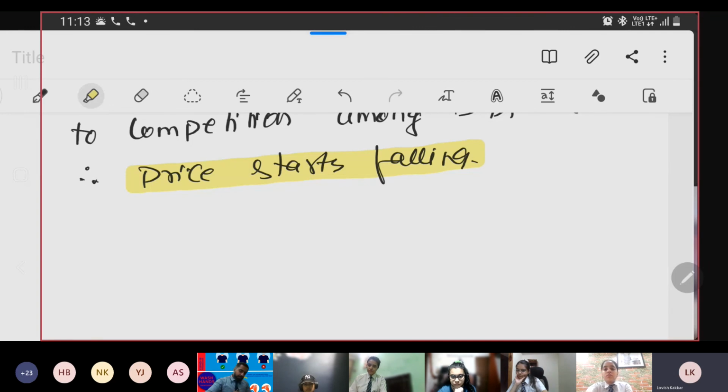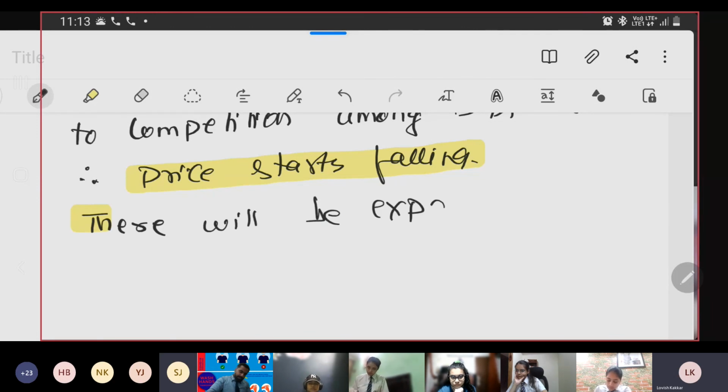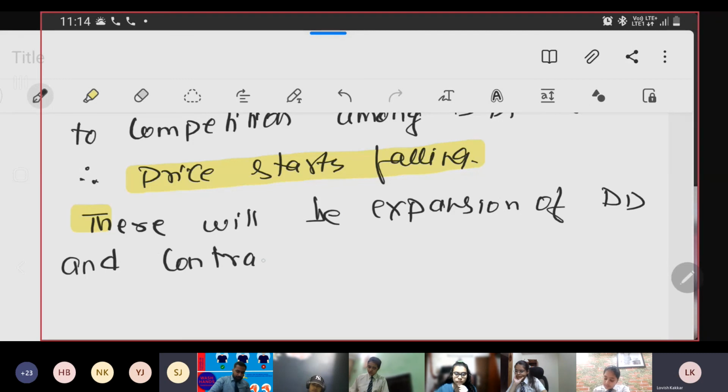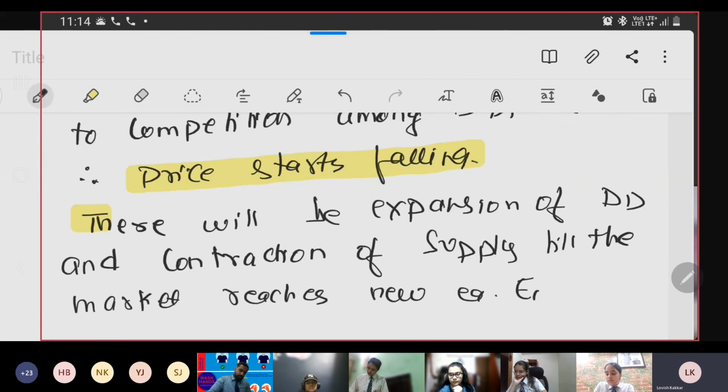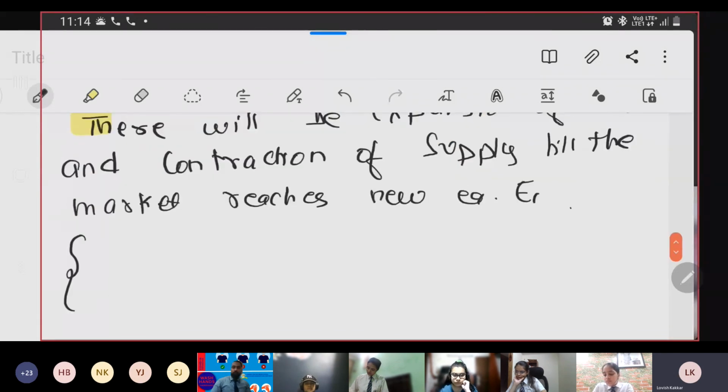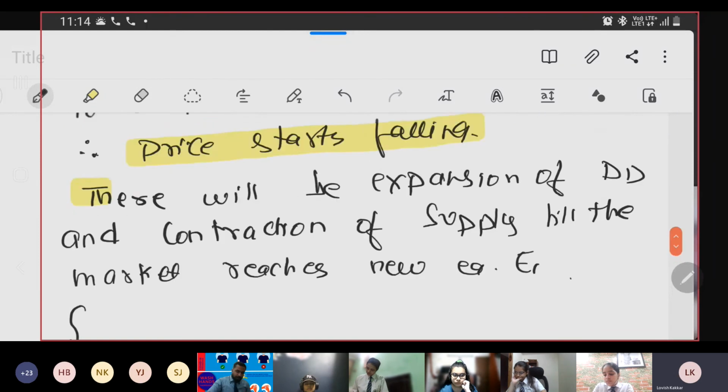So when price starts falling, there will be expansion of demand, DD is demand, and contraction of supply till the market reaches new equilibrium E1. Now, before you write the concluding line, go back to the diagram and check whatever you've written is right or wrong.